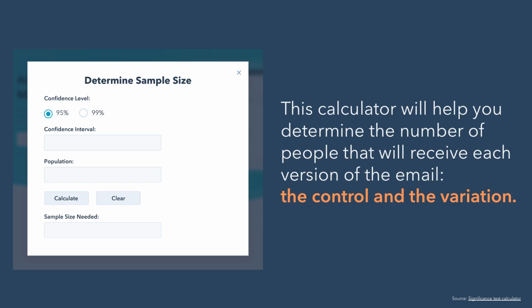This calculator will help you determine the number of people that will receive each version of the email, the control, and the variation. Let's walk through an example together. You can see here on this sample size calculator, there are a few different options you will need to fill out: the confidence level, interval, and the population. And then finally, it'll produce a sample size.